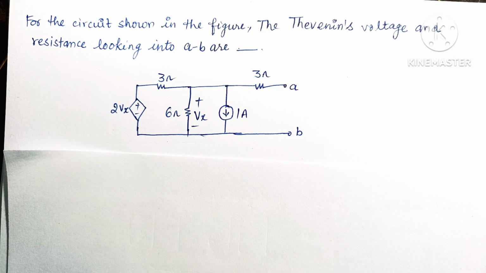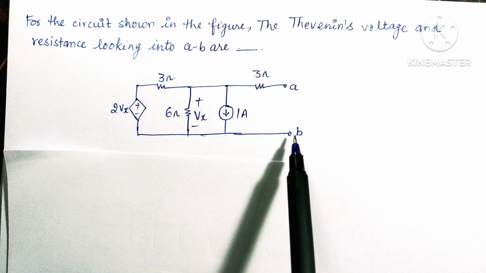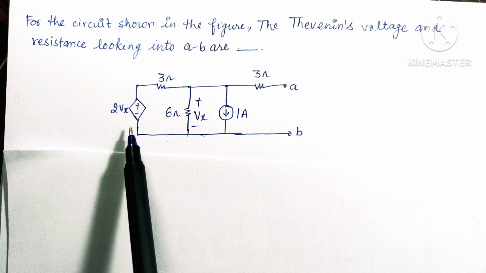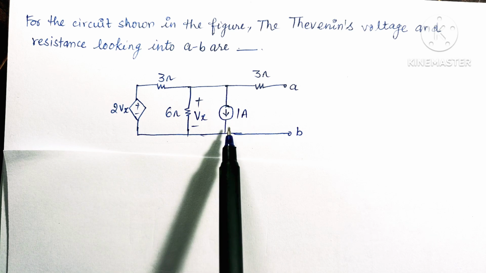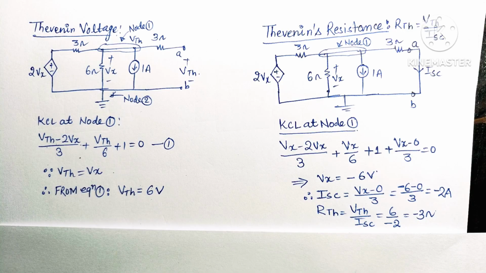Let us see a question on Thevenin's theorem. In this question, Thevenin's voltage and resistance has been asked looking into terminal AB. Here a dependent voltage source is connected and here an independent current source is connected. So let us see how we can solve this question. We will try to solve this question by two methods. Let us see the first method.